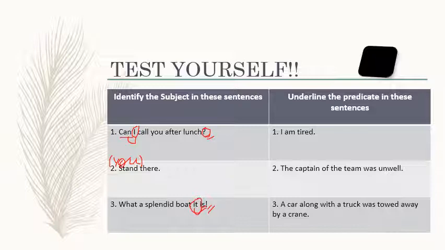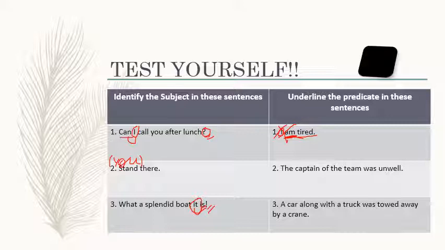Now let's see column number B, where we have to find the predicate. In number 1 we have: I am tired. As we have studied, a predicate generally begins with a verb. And where is the verb? We have am as a verb here. So am tired is the predicate in the sentence. And who is the sentence about? The sentence is about I. Who is tired? I am tired. So I is definitely not the predicate in the sentence. So am tired is the correct answer.